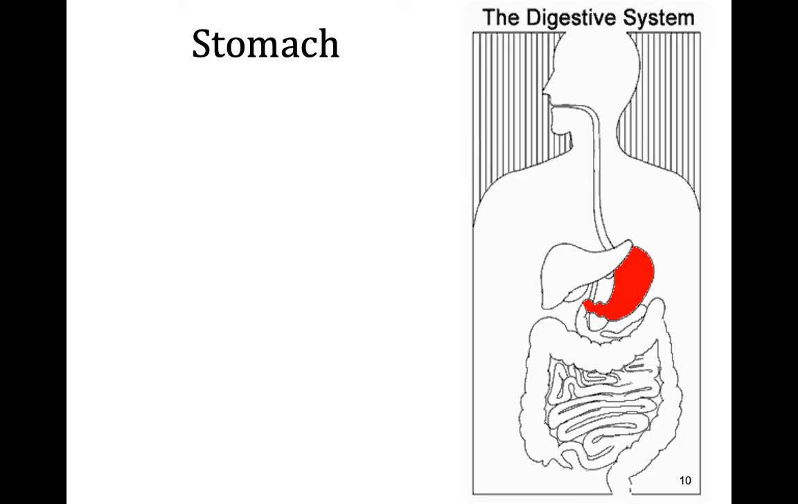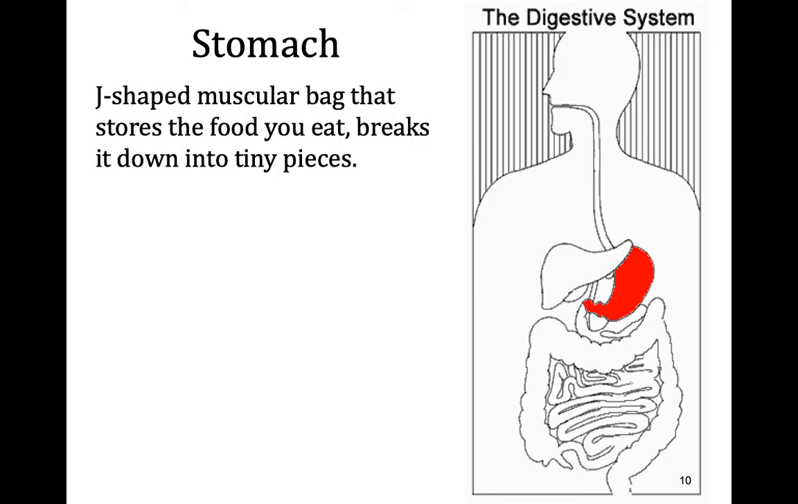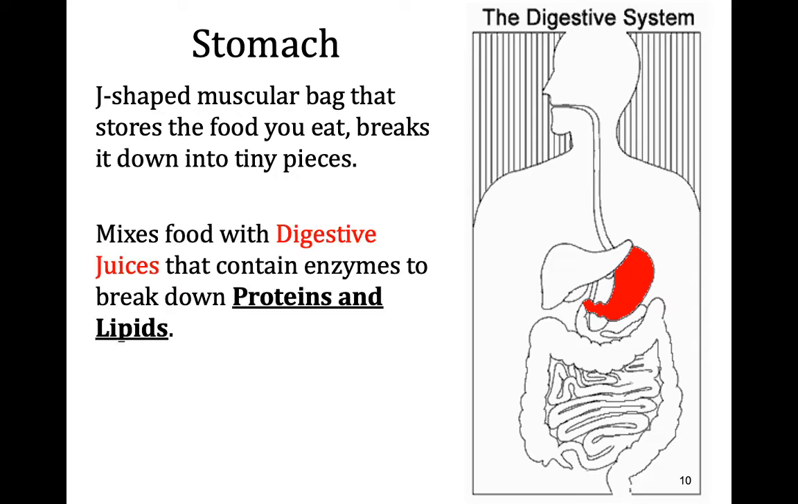Now moving on, our food goes into the stomach. In the diagram, that is our red right there. It's a J-shaped muscular bag that stores the food you eat and breaks it down into tiny pieces. When the food gets into the stomach, it mixes with digestive juices. And digestive juices are essentially enzymes that are there to break down proteins and lipids. So we talked about how in chemical digestion, we break down carbohydrates, lipids, proteins. In our stomach, a lot of those proteins and lipids are broken down because we have enzymes in place.